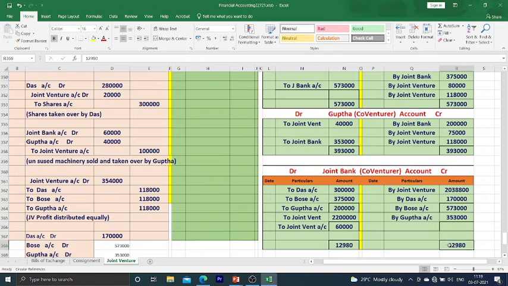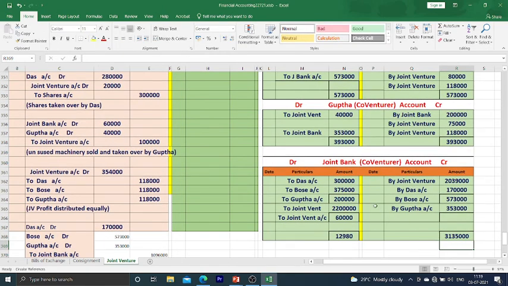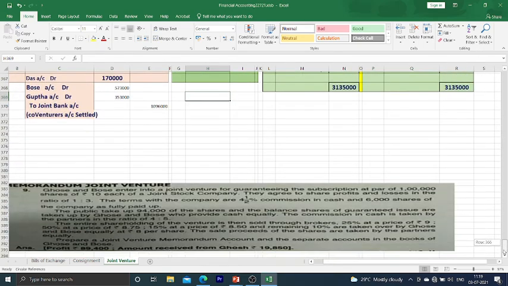Check the total. 31,34,000. 31,35,000. We'll find whether this amount is correct or not. Exactly, so it tallies with 31,35,000. The joint bank account tallies. Hence our problem is correct.